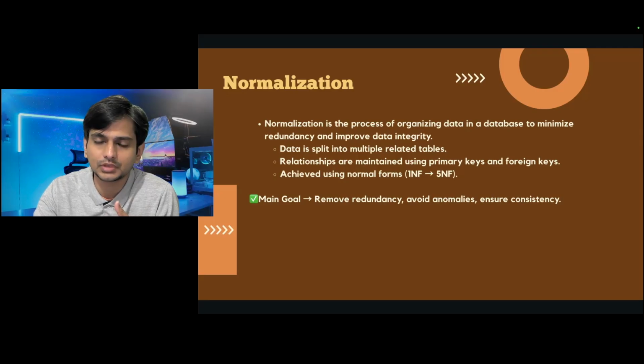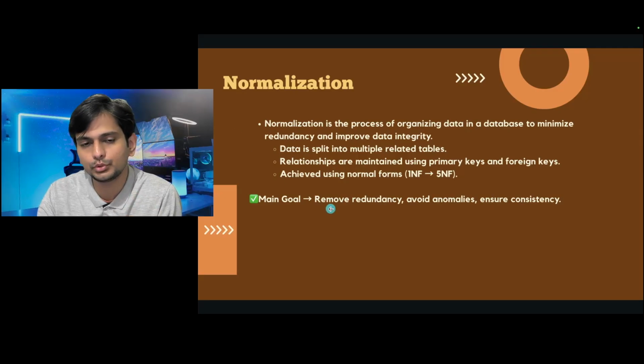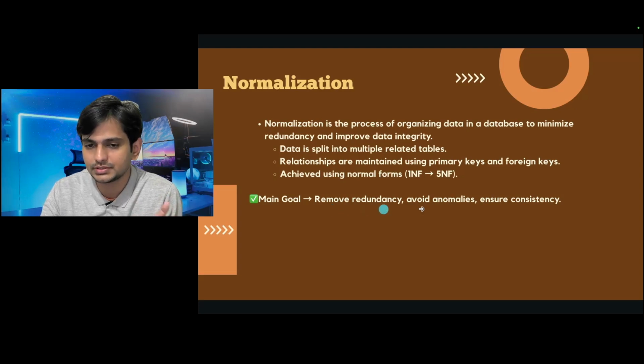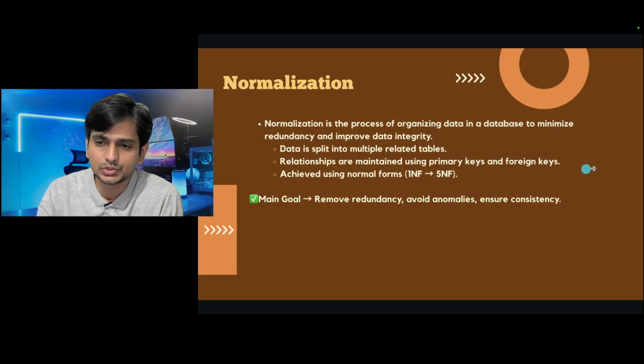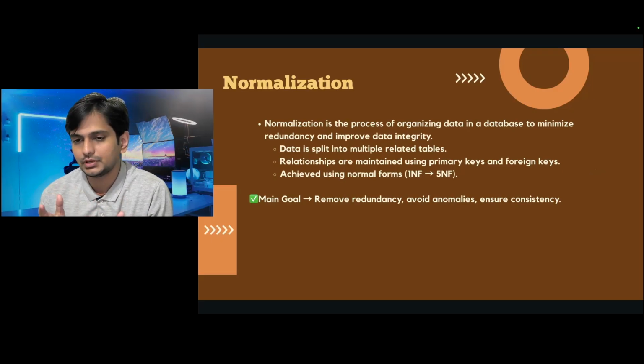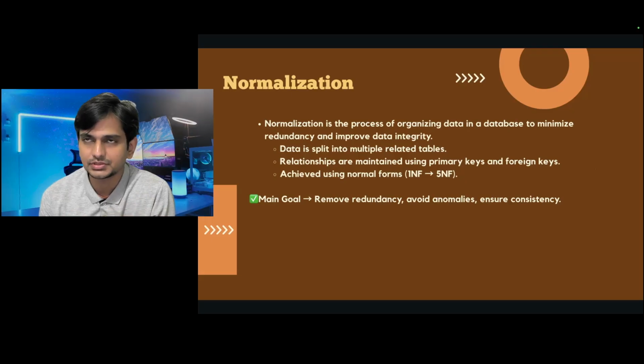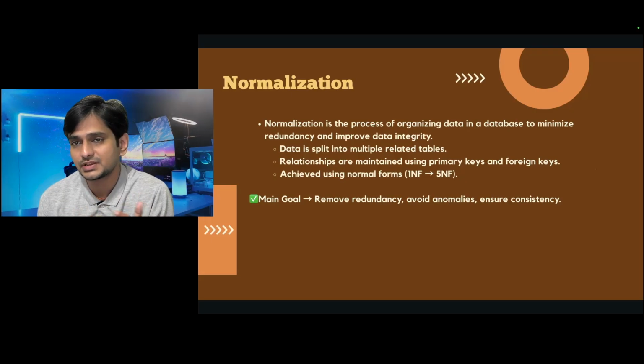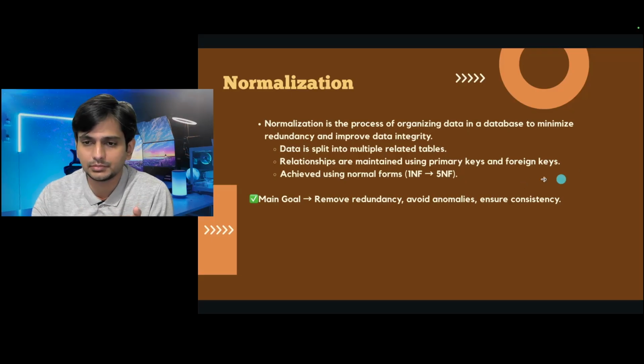The major objective of normalization: basically, the main motive of doing normalization is to remove the redundancy, avoid anomalies, and also ensure consistency. Consistency is important because normalization is used in OLTP systems. In OLTP systems, where normalization is used, ensuring consistency is very critical because a lot of read and write operations will be happening.